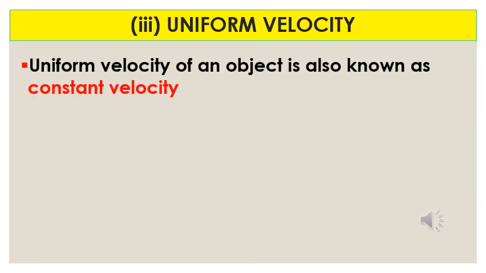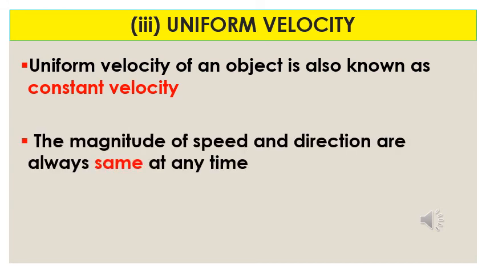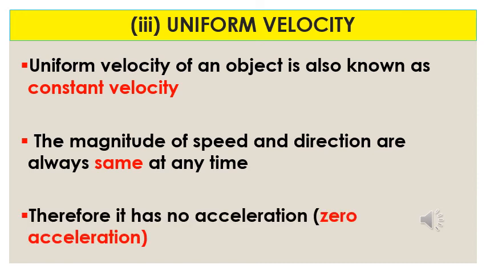Uniform velocity. Uniform velocity, also known as constant velocity. The magnitude of speed and direction are always the same at any time. Therefore the acceleration is zero.